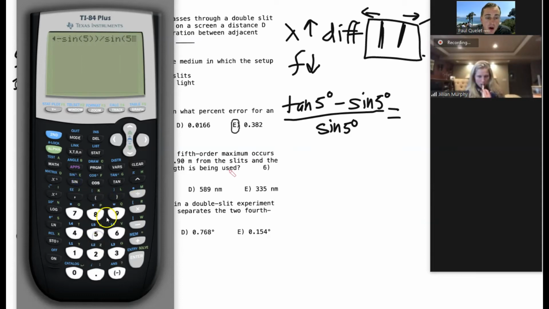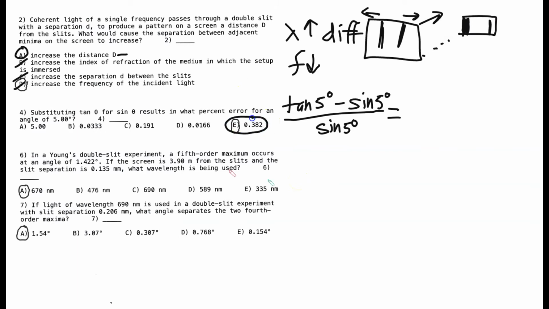Tan 5 minus sine 5 over sine 5. And remember, the small angle approximation says we shouldn't have much error. So I've got 0.00381, and we want that as a percentage. So that would be this. Nicely done.